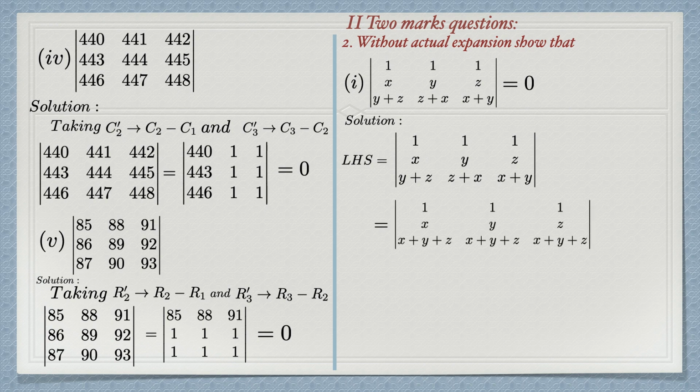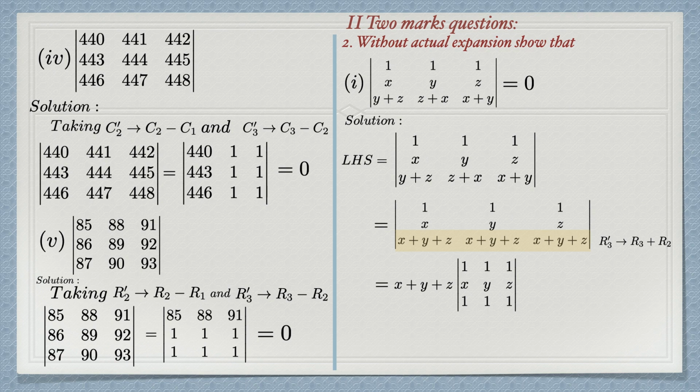That is, we will add row 2 and row 3. Because by adding we are getting x plus y plus z throughout. Throughout we are getting some common term. Now if you see throughout x plus y plus z is common. So we will take that outside the determinant. If you take it outside it becomes 1 1 1.